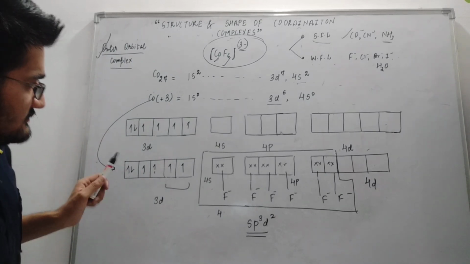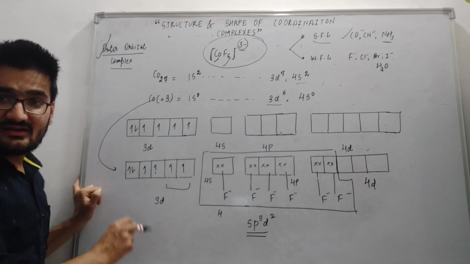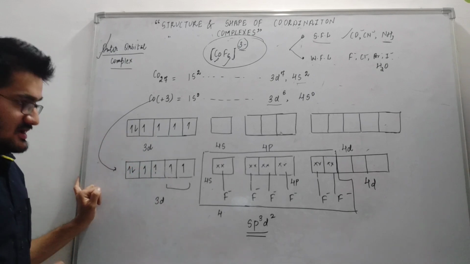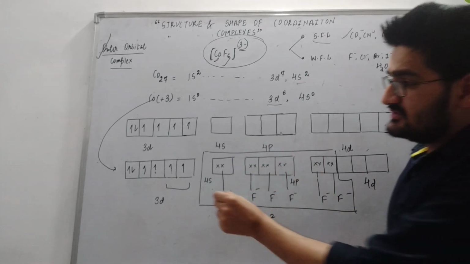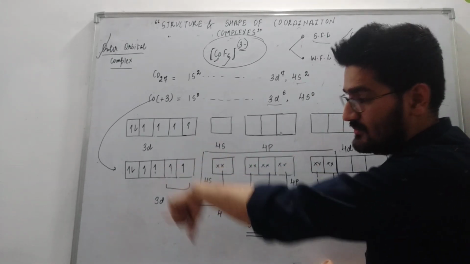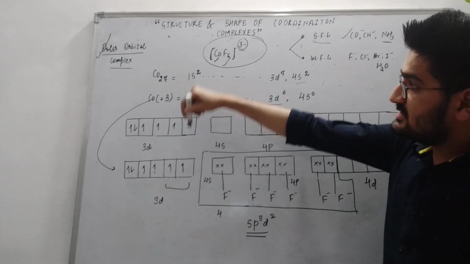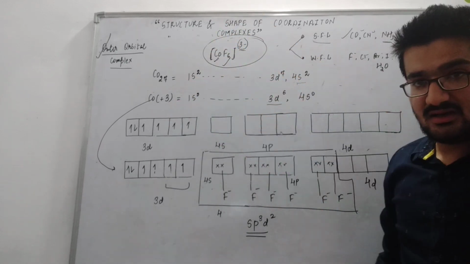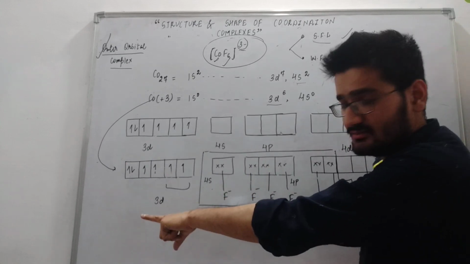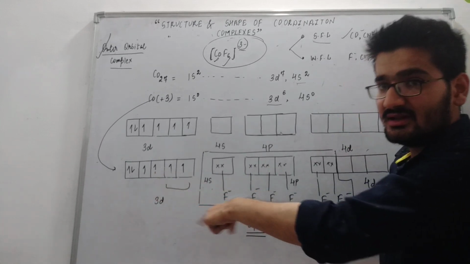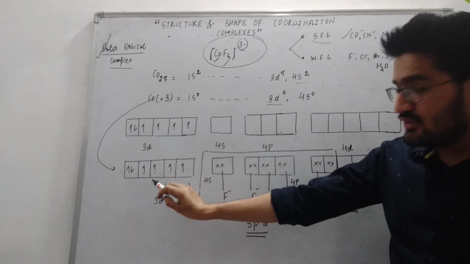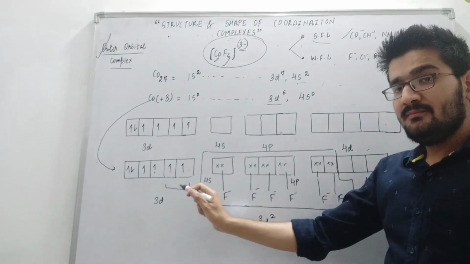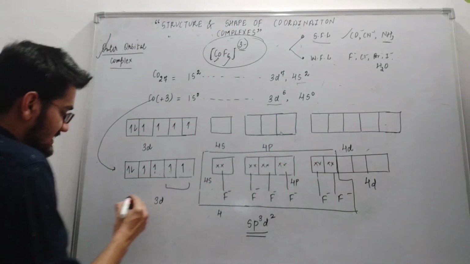Now we will check whether the complex is paramagnetic or diamagnetic. Paramagnetic character means if there are any unpaired electrons in this complex, then the complex will be paramagnetic, and if there are no free electrons, then the complex will be diamagnetic. So there are 1, 2, 3, 4 unpaired electrons present. So the complex will be paramagnetic.